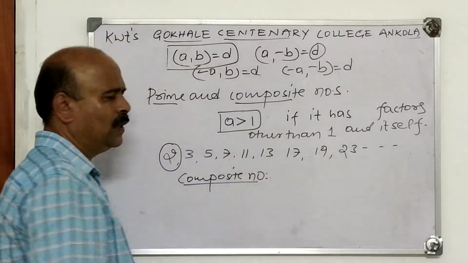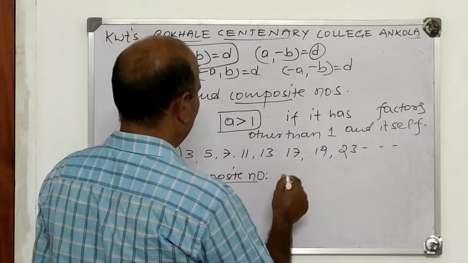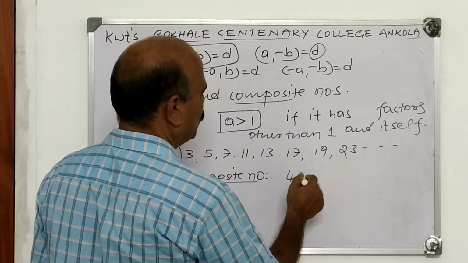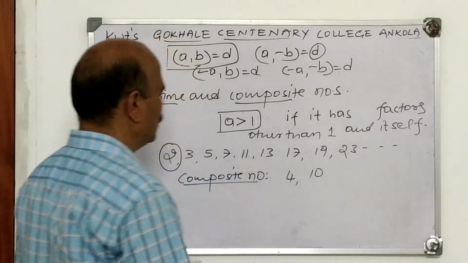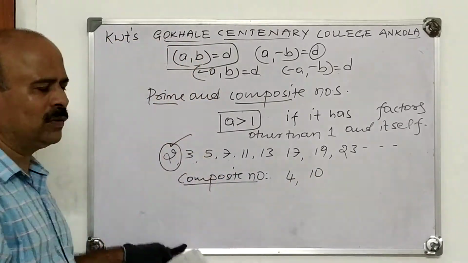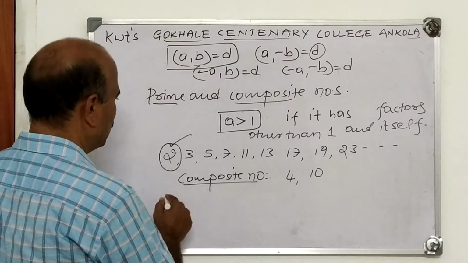It should have a factor other than 1 and itself. Examples: 4 is a composite number, 10 is a composite number. Every even number is a composite number because it has at least one positive divisor, 2. These are the composite numbers.